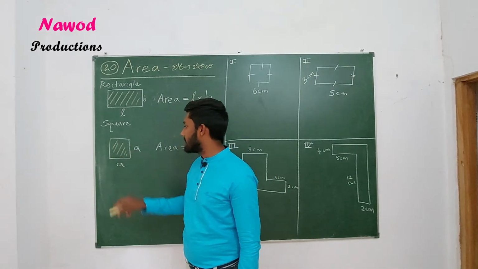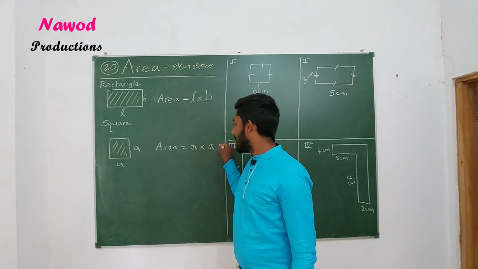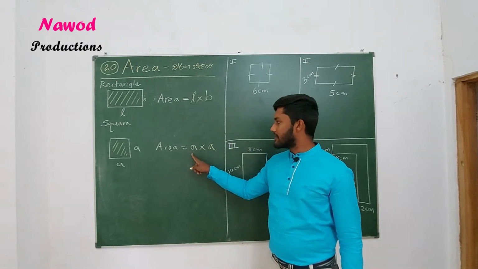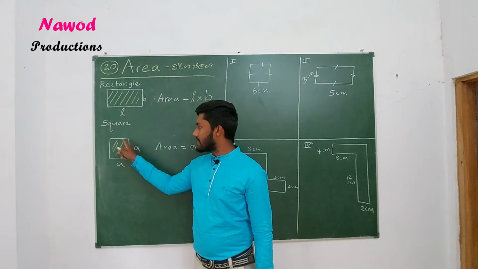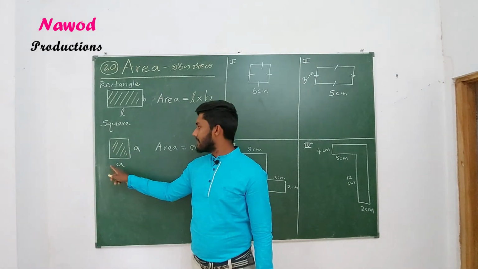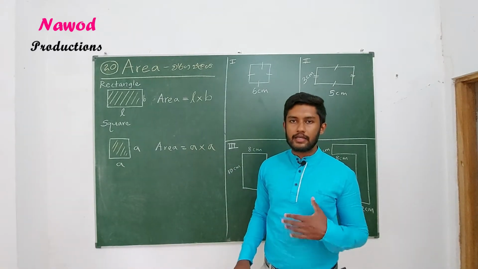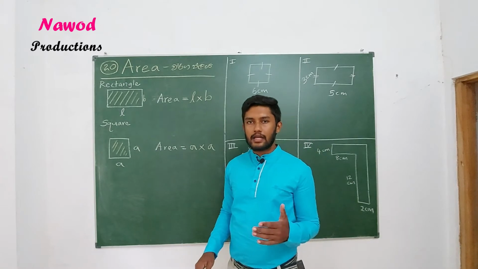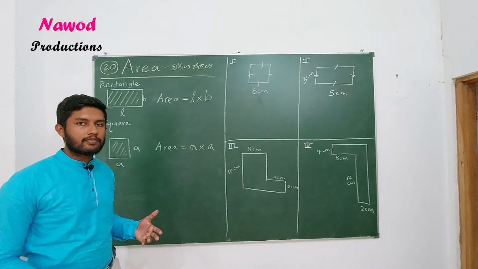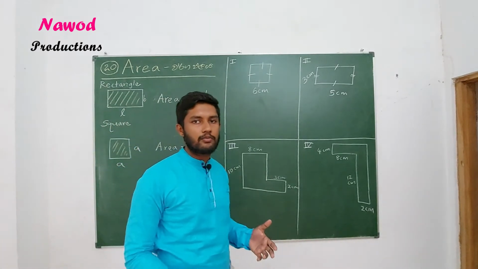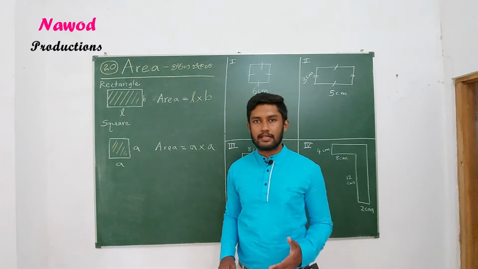as A into A, length into length, because on a square all the sides are equal. Length into breadth means A into A. The unit is square units. If it is in centimeters, centimeters squared. If it is in meters, meters squared. The relationship between these units you must learn very carefully while learning these types of lessons.